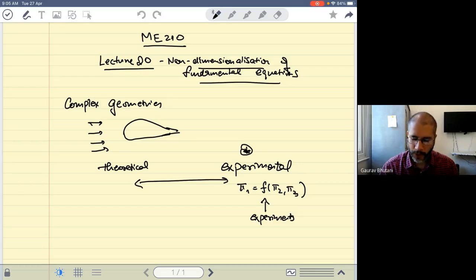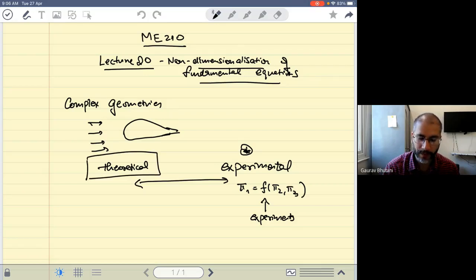But now the question is, can we apply the ideas of dimensional analysis along with theoretical conservation equations? Is there anything that we can do on this side of the spectrum and utilize the ideas of dimensional analysis here? Okay, the answer is yes. So today's lecture is going to be integrating the ideas of dimensional analysis with theoretical conservation equations.